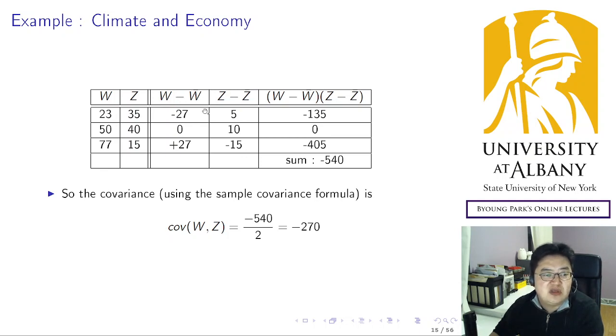Six numbers, and I gave you the averages, so you can calculate the deviations without much difficulty. Deviations are calculated this way: deviations for the temperature in Fahrenheit and deviations for the GDP per capita in $1,000, and then multiply them for each country. You get these three numbers, and then take their average, but the denominator is n minus 1. So the covariance is the sum of these three numbers divided by 3 minus 1, which is minus 270.